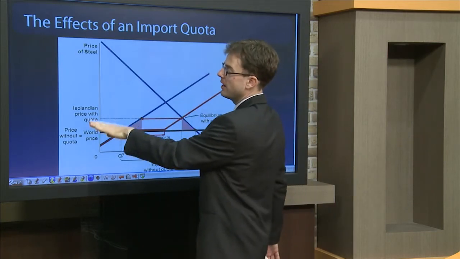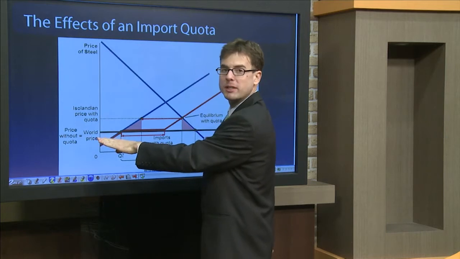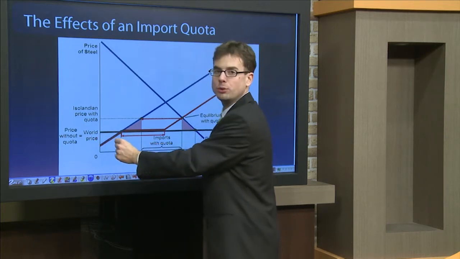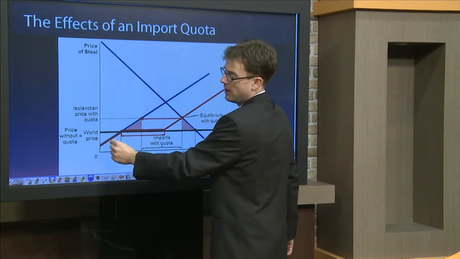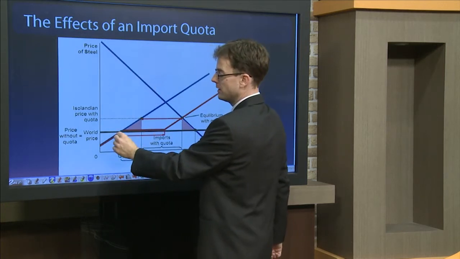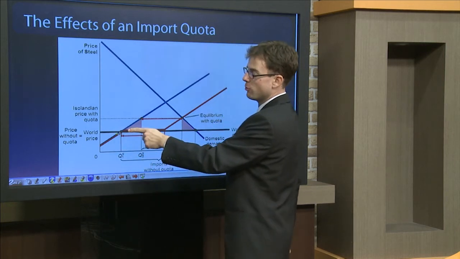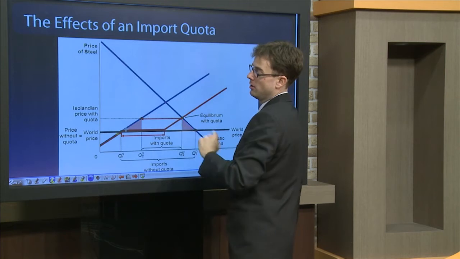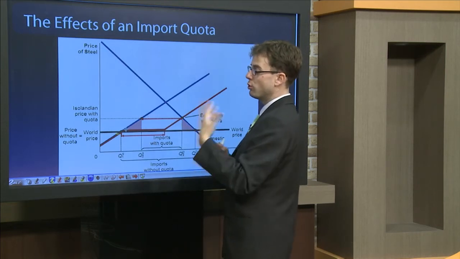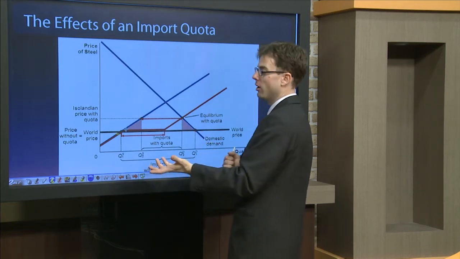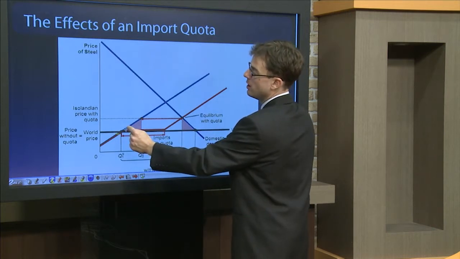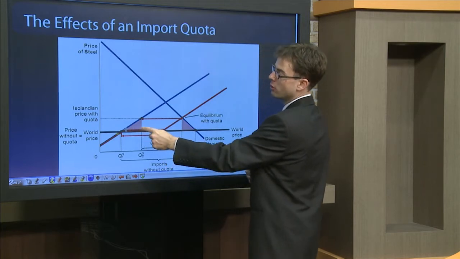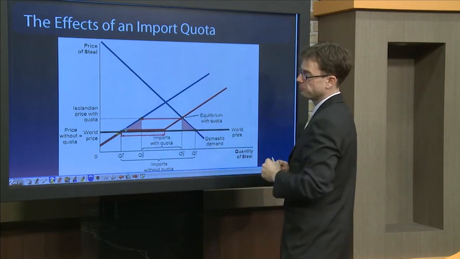If we had a low enough price in the domestic economy, importers wouldn't want to import any amount. They would choose to sell their output good in other countries. But if the price in the domestic economy is at least at this level or higher, importers would want to bring the maximum amount of the commodity into the country. So the domestic supply would effectively shift by the amount of the quota to the right.